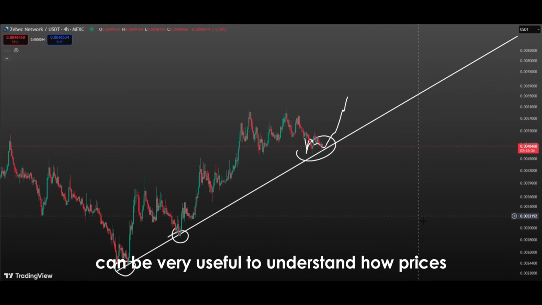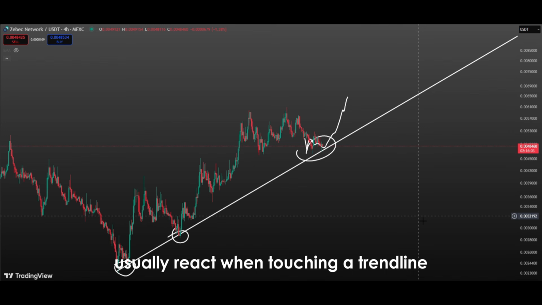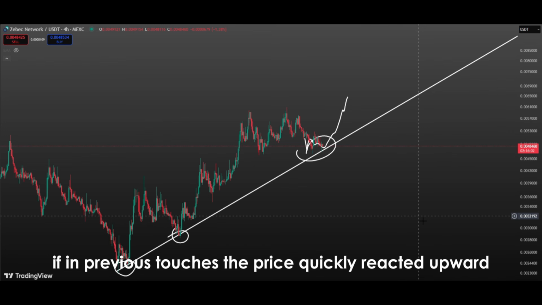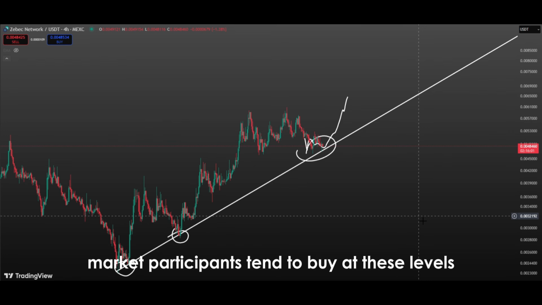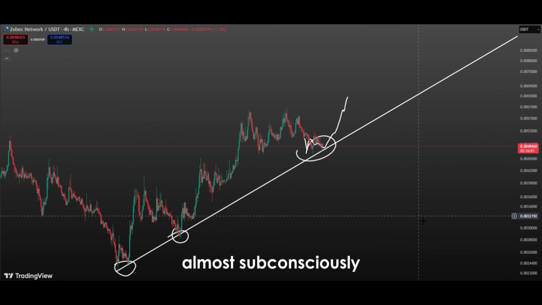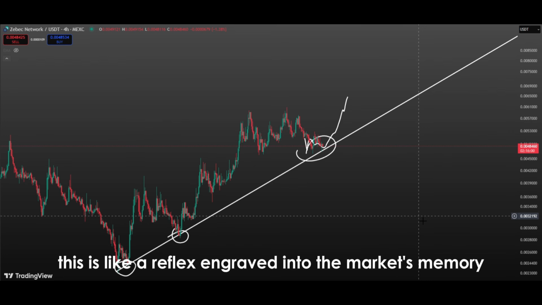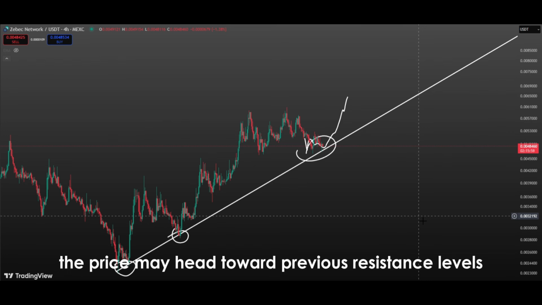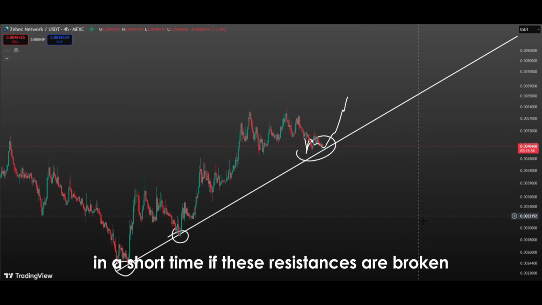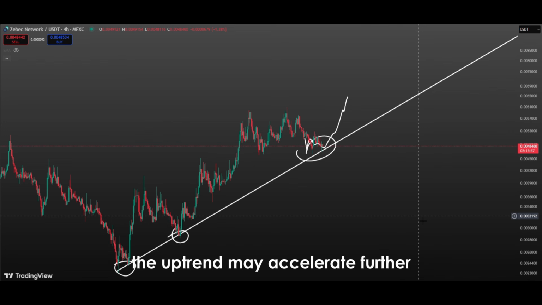Looking at the past can be very useful to understand how prices usually react when touching a trend line. If in previous touches the price quickly reacted upward, this may have become a habit. Market participants tend to buy at these levels almost subconsciously. This is like a reflex engraved into the market's memory. If the current touch results similarly, the price may head toward previous resistance levels in a short time. If these resistances are broken, the uptrend may accelerate further.